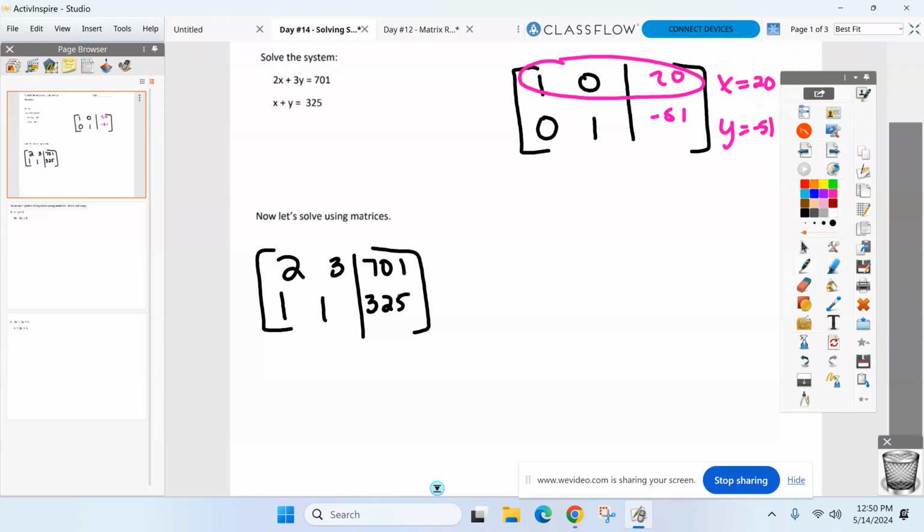I'm not expecting greatness here at first. I need a 1 in the top left-hand corner. I could flip them, right? Or does anybody think it's something else? Because you're allowed to multiply row 1 by whatever you want. Multiply it by the reciprocal, 1/2. Perfect. We could do either one. Anybody have a preference?